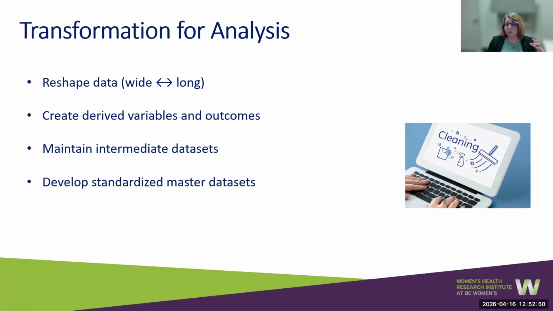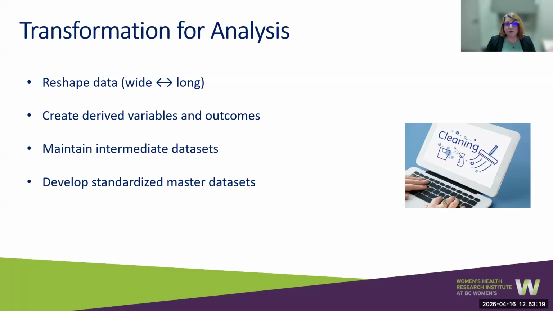Transformation for analysis. You remember I said you will have raw data, then raw clean data, when you identify outliers and go back to patient charts to update the information or you flag it. Reshape data is basically going from wide to long and long to wide. So these are different structures of the data set, and depending on the analysis you want to do, you would need to reshape it.